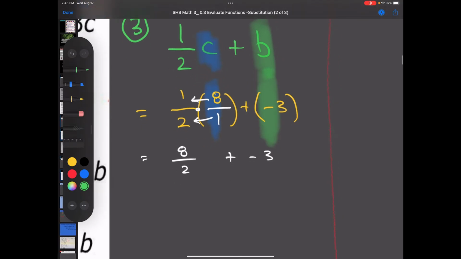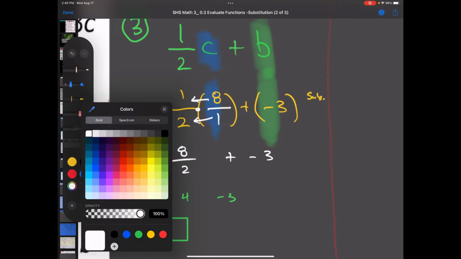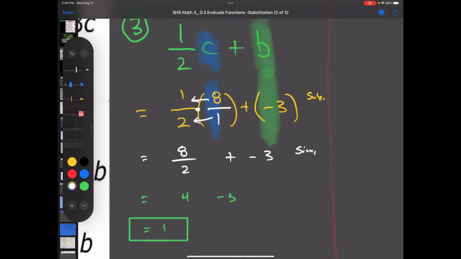And class, 8 divided by 2? And 4 minus 3? Is 1. So if you think about what we're doing, all we had to do is first, in yellow, we did a substitution. And then in white, all we did was a simplify. And simplifying is what we did in yesterday's lesson with order of operations. So now we're combining order of operations and substitutions.